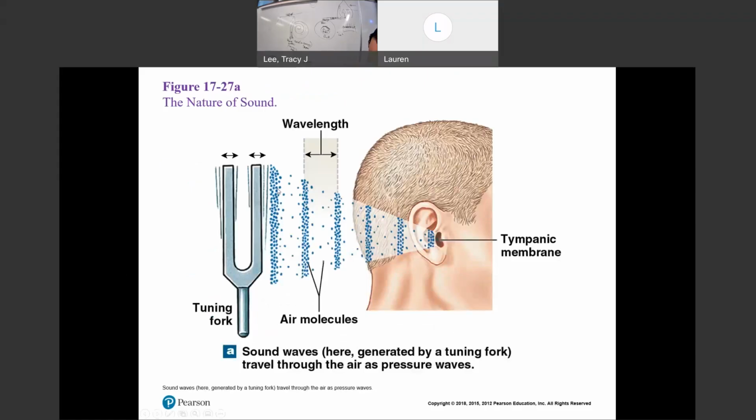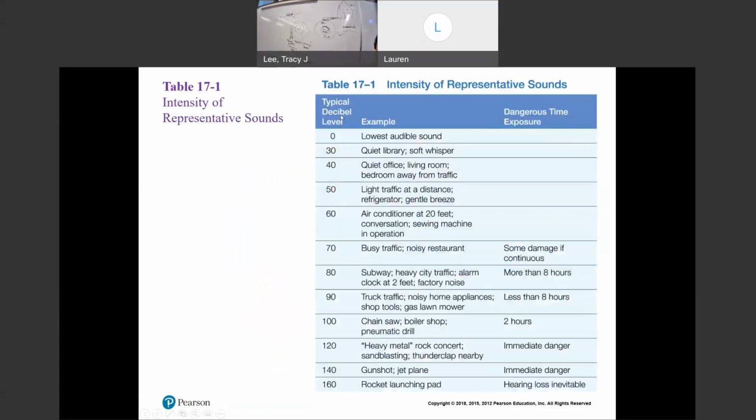All right, so this basically gives you an idea of the wavelengths, and this is how that sound is going to come into the ear. And it's going to move that tympanic membrane based on the energy from each of these waves. And this is just kind of interesting. You don't have to know anything off of this, but you can see the decibel levels of various things. Some really loud ones: traffic noise, heavy metal rock concert.